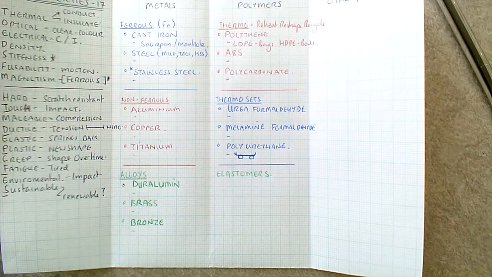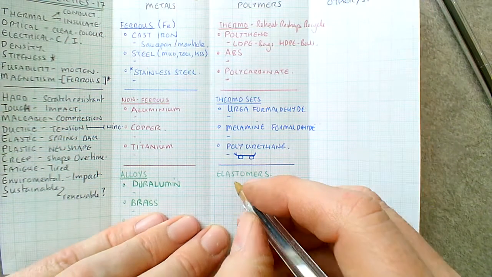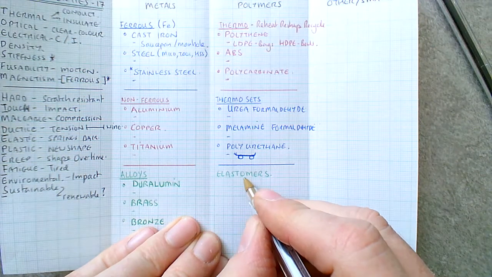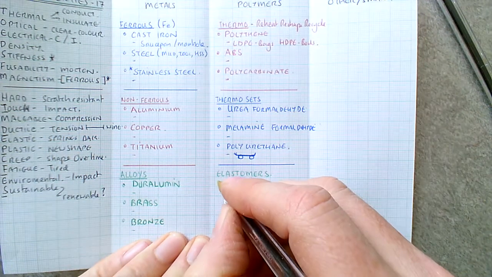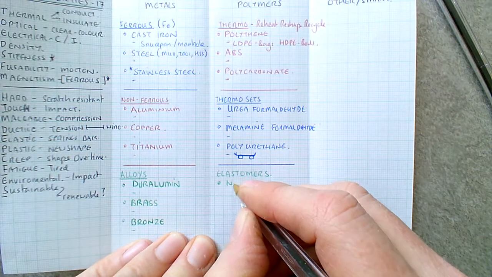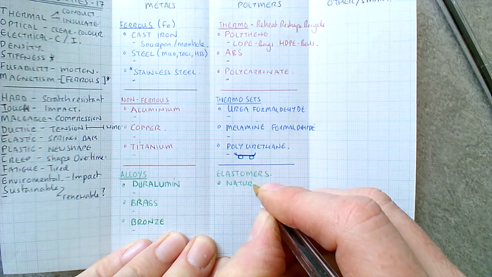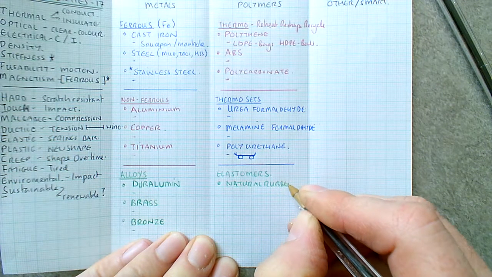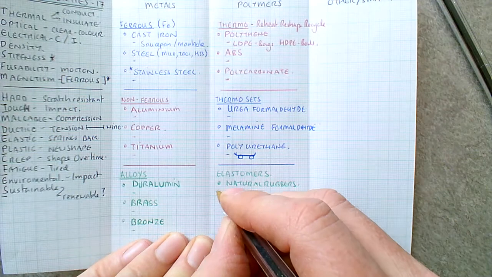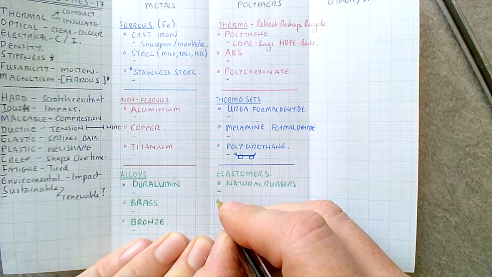And we'll finish with the elastomers. These are basically elastic polymers. So they're stretchy, they're the rubbers, and you get natural rubber. They're usually not pure rubber, they're a bit like alloys, they're often mixed with things. So you find a use for natural rubbers.